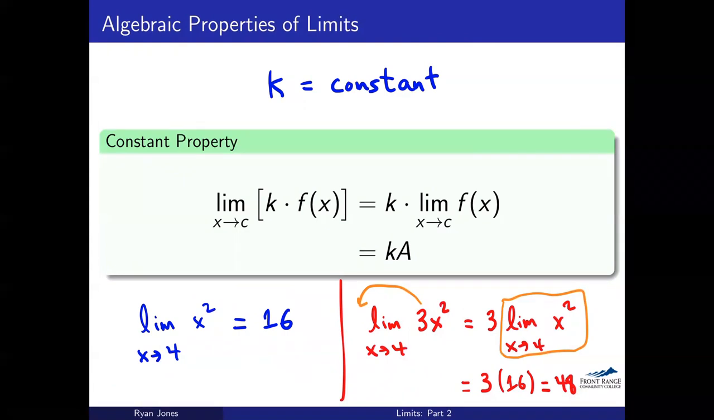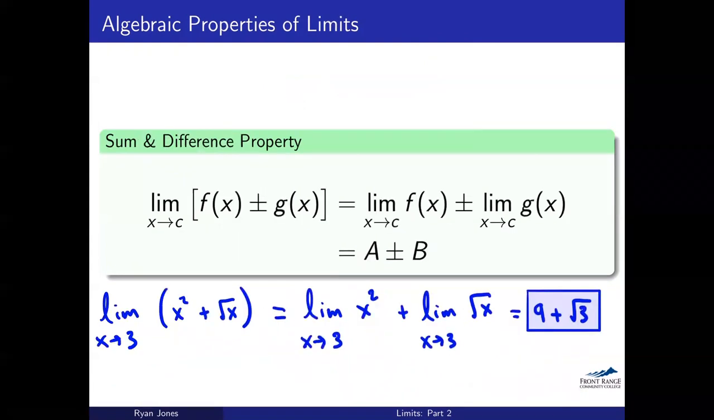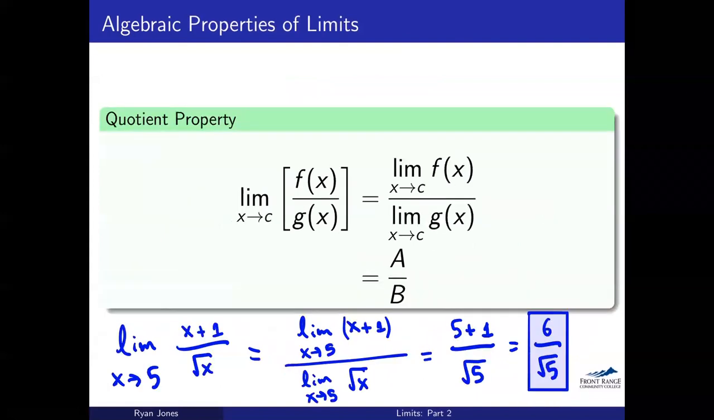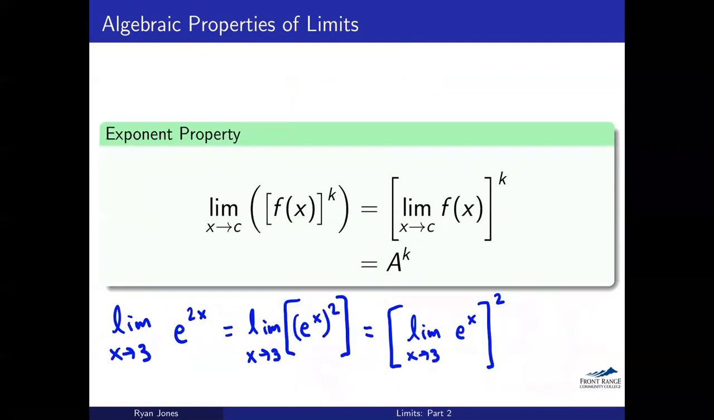But these limit properties are there for you in case they make sense to use. And we've got all of them, from the constant property to the sum and difference property to the product and quotient properties, and then the exponent property last. And I'm going to go ahead and leave it at that. That's all of our limit properties.